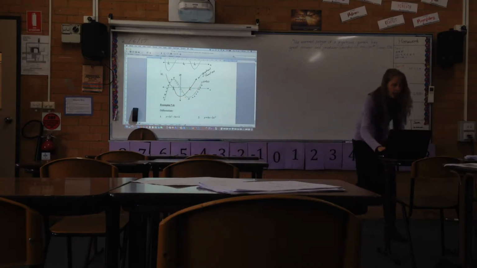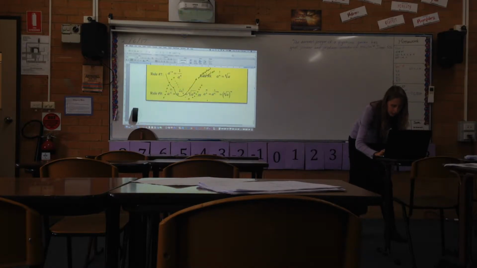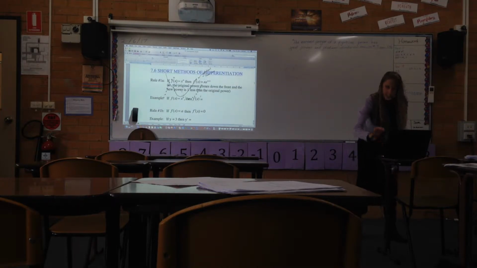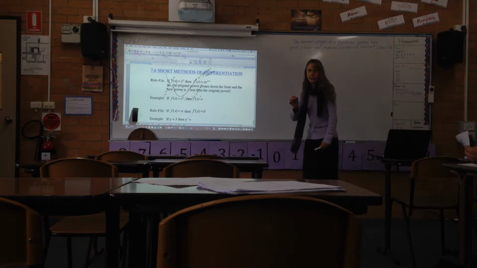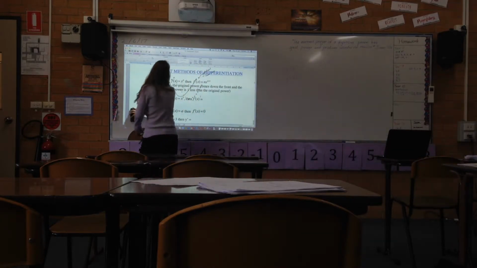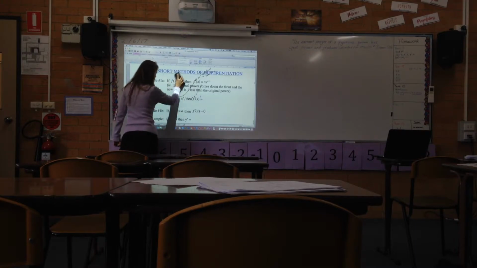Okay? Now, that being said, let's go back to your notes, and you'll be very glad to know that we now have some rules to find the instantaneous gradient. I'll just rub this off. These are called the short methods of differentiation.